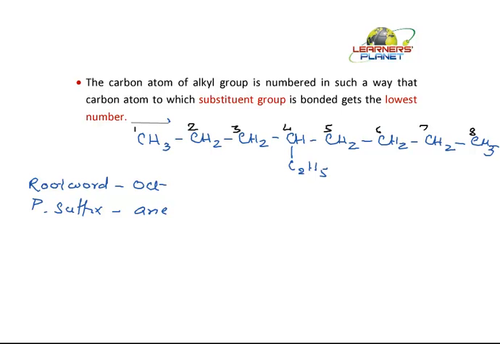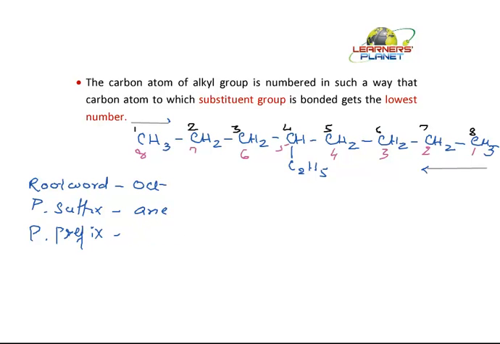Okay? And let's start counting from right to left and see what all numbers we are getting. So it should be 1, 2, 3, 4, 5, 6, 7 and 8. Now from which side the substituent carbon is getting a less number? When I am counting from left hand side to right hand side, the carbon to which substituent group is attached is getting number 4. So what should be my primary prefix here? It should be 4-ethyl.